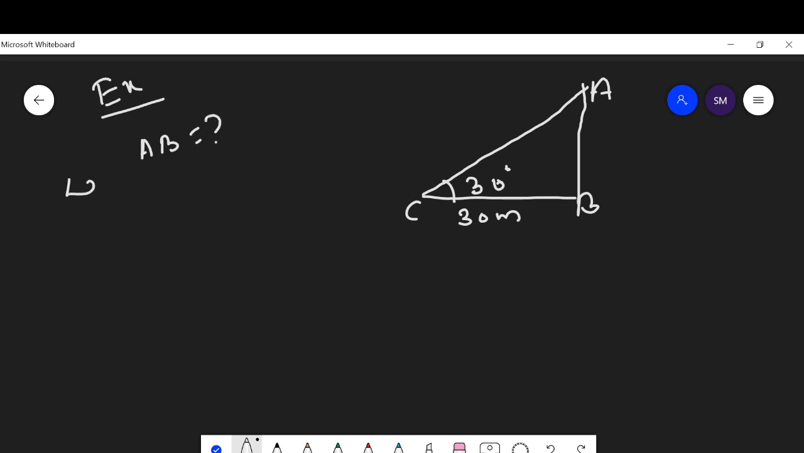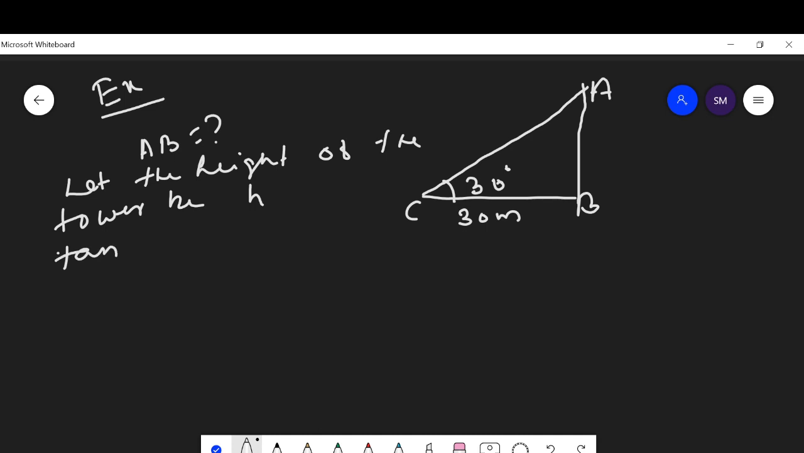Let the height of the tower be h. As you know, by applying the tangent, tan theta is equal to perpendicular upon base, which is equal to AB upon BC. Here AB is unknown. Let this be H.